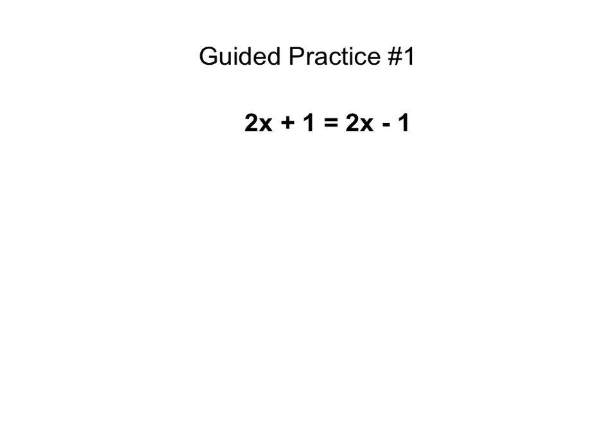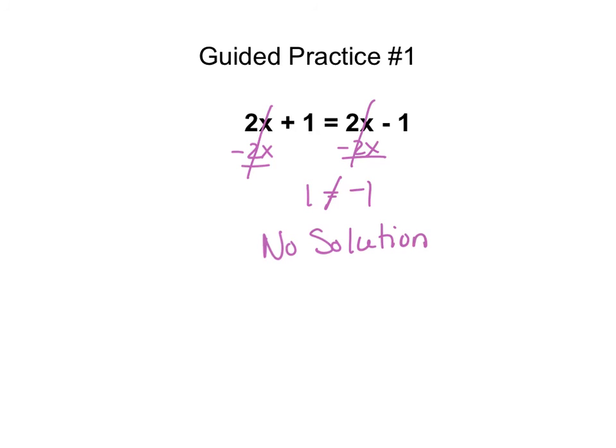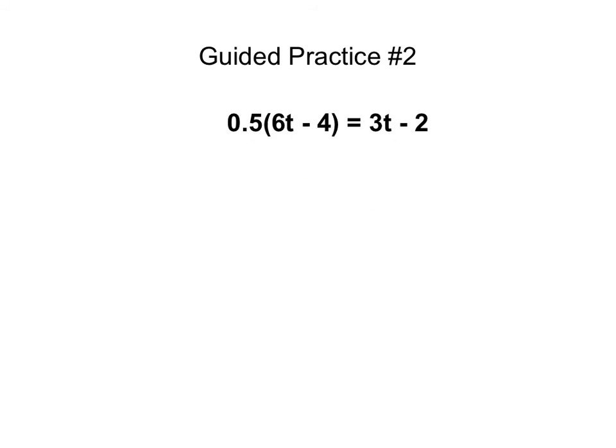In this one, I am going to subtract 2x from both sides. And you can see immediately that my 2x's are going to cancel on both sides and leave me with 1 is equal to negative 1. This is not a true statement. Because this is not true, there is no solution for this equation. All right, let's look at one more problem.